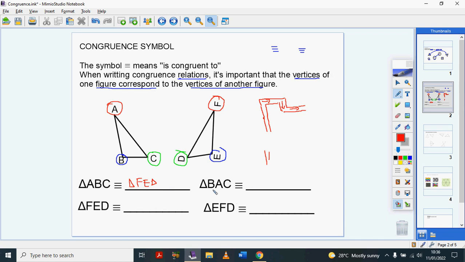So you guys go ahead and finish this. What if this triangle was BAC? If I wanted to write the congruence for BAC, what would that be? You guys go ahead and finish this, and then submit your answers as part of your notes.